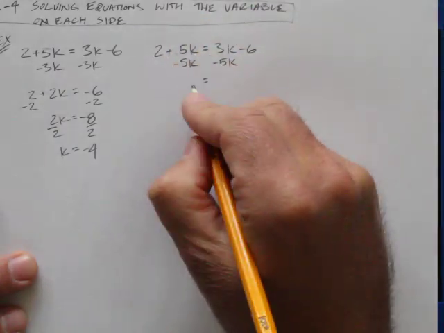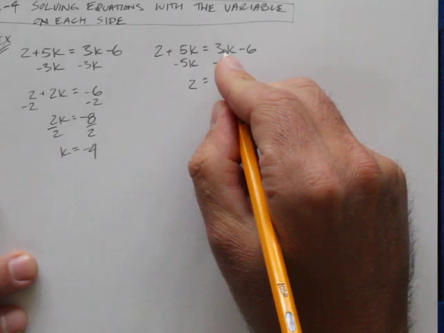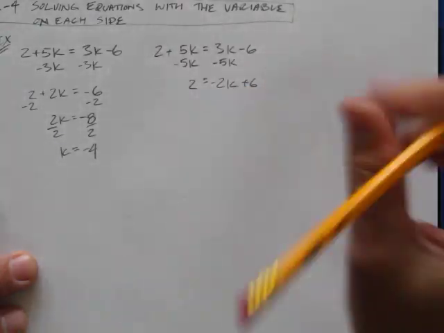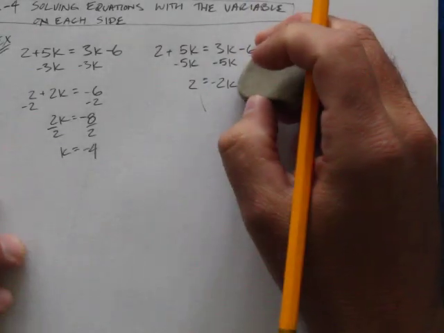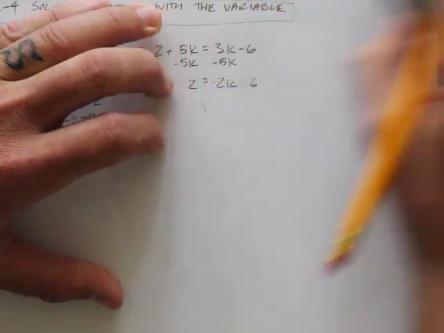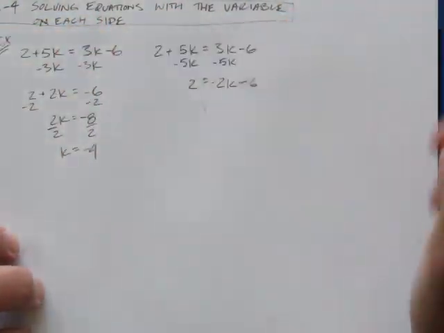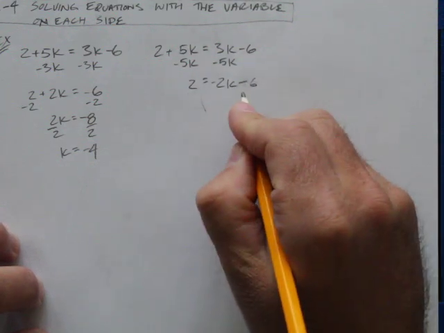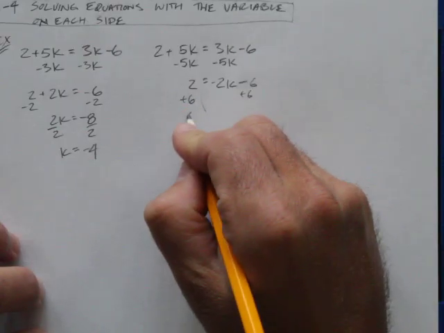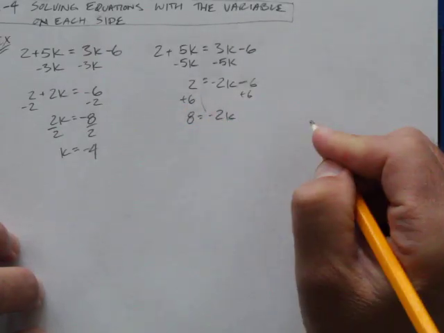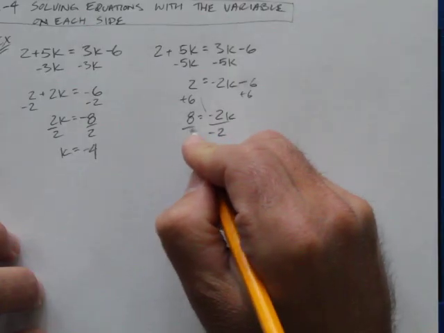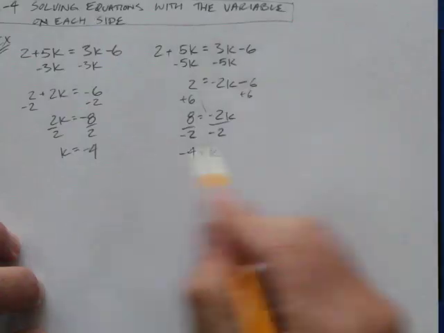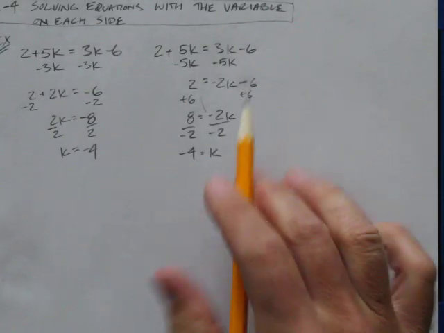So the 5k's go away and I'm left with 2 on the left side. 3k minus 5k is negative 2k, minus 6. And then I want to add 6 to both sides to get the k by itself. Plus 6, plus 6. 8 equals negative 2k. Then I just divide by negative 2 on both sides, and I get negative 4 equals k. So either way, that works just fine.